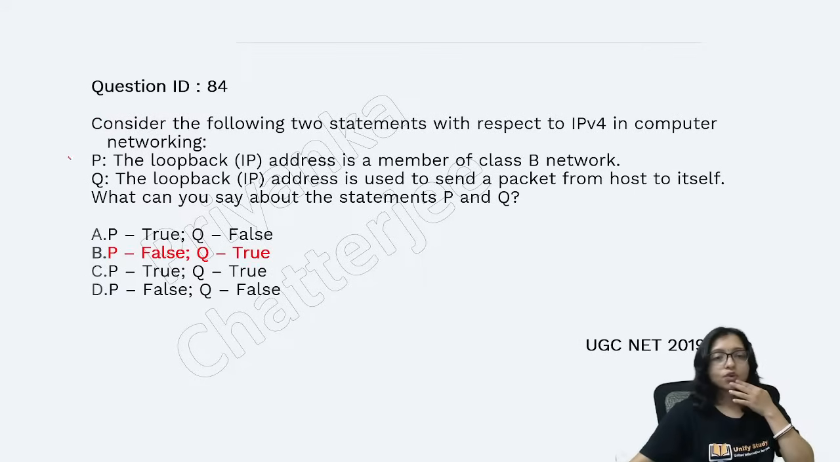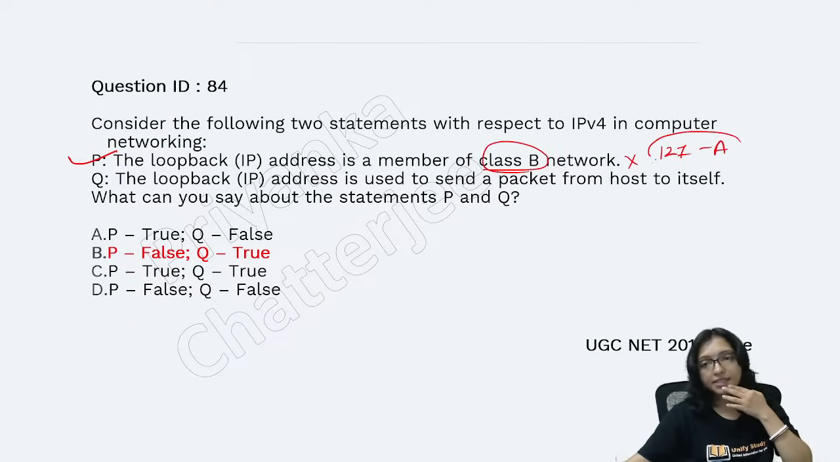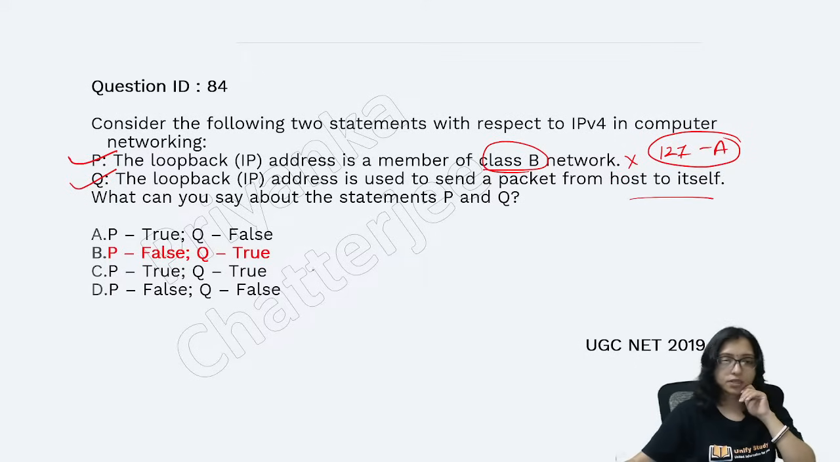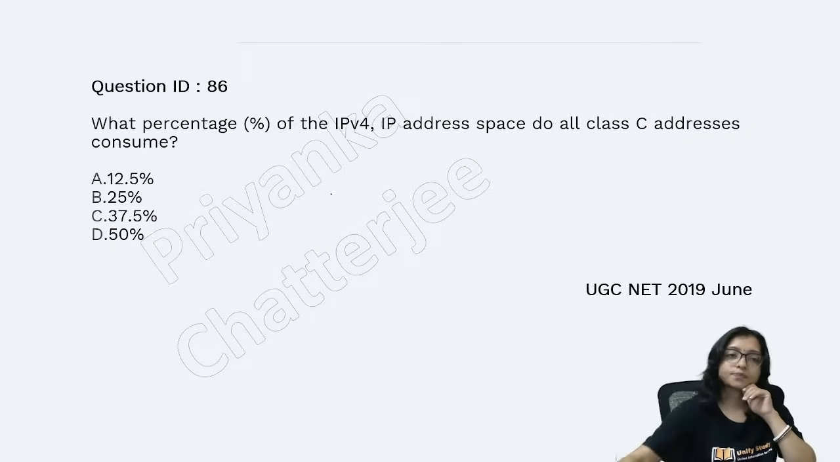Yes, here the statement that the loopback address is class B is wrong, because loopback is 127, that is class A, this is not class B. And the loopback address statement is the correct one, because it is going to itself. So the answer will be this one. Now tell me what will be the answer for this.